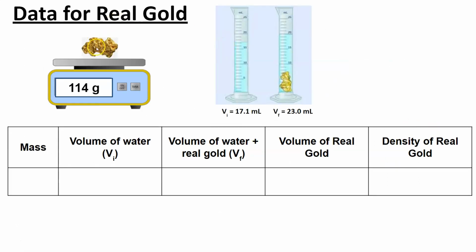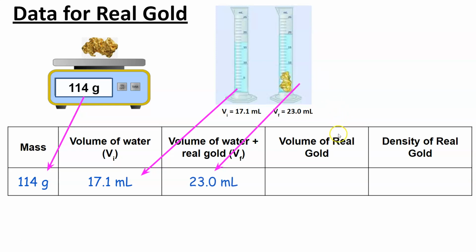So here we have our gold nugget, and if we put it on an electronic balance, we get a mass of 114 grams. So the first thing I'm going to do is report in my data table here, the mass is 114 grams. All right, the next two columns of my data table have the volume of the water and then the volume of the water and real gold. So that's my VI and my VF. In the image here, we see the initial volume of the water is 17.1 milliliters, so I fill that in here. Then after I added the gold nugget to the graduated cylinder with the water in it, the volume rose to 23.0 milliliters, and so I would fill that here.